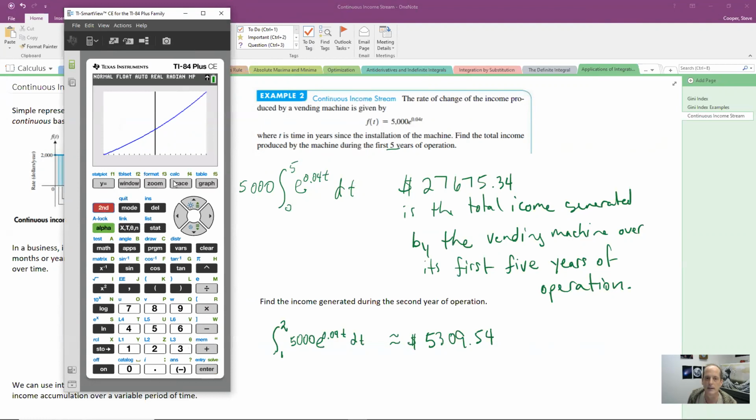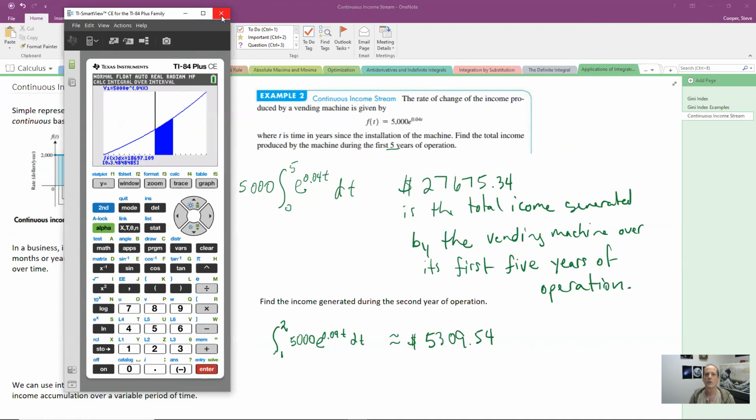So I can do a second calc and say my lower limit and hit enter. And then go find an upper limit. So say after about 3.5 years, so we'll go with 3.5. It tells me that $18,697.11 in the first 3.5 years or so.